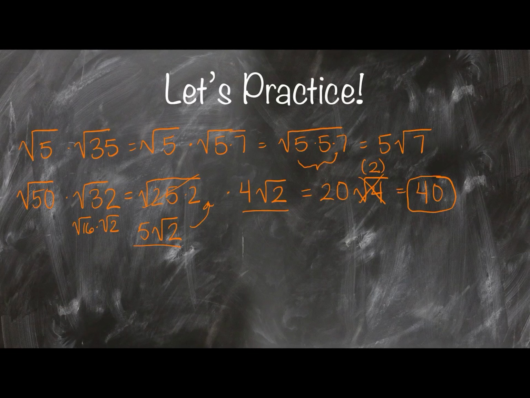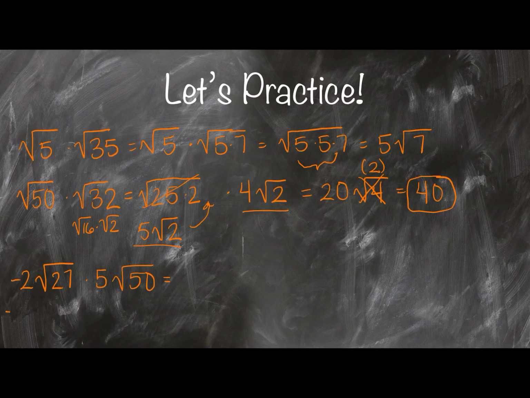Let's take a look at one more of these. This one's already going to have coefficients at the beginning. If I have negative 2 square root of 27 times 5 square root of 50. Ooh, 50, we've already used that one. That's nice. So let's go ahead and simplify first.